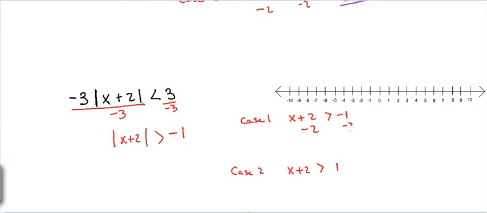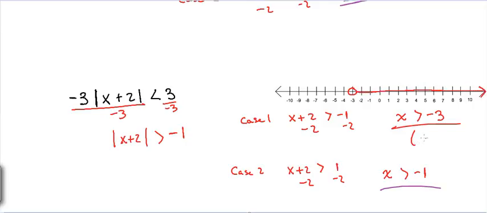And to solve this, we're just going to subtract 2 from both sides. This will give us x is greater than negative 3. X is greater than negative 1. And this one would be, we're going to do this one in red, the other one in purple. The one in red will be notated negative 3 to infinity. The other one is going to be in purple, and that will be notated negative 1 to infinity. And that's pretty much all with inequalities.